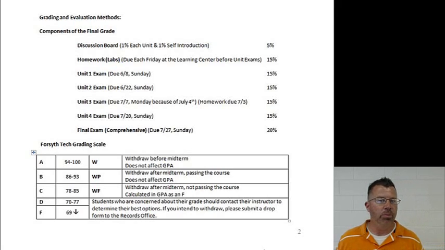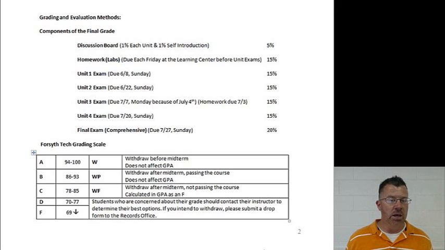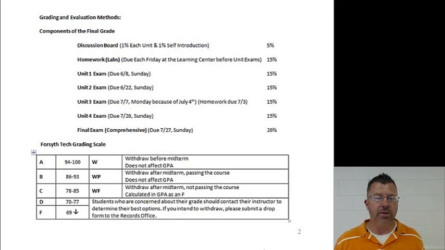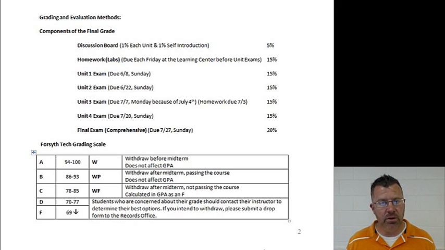I'm giving you a little break there because I figured some of you guys may be on vacation or spending time with family and friends. But your homework for that Unit 3, it's going to be due July 3rd at noon at the Learning Center because campus is going to be closed Friday, July 4th. So you have to turn in your homework that Thursday. Unit 4 is the exam for that. It's going to be due July 20th, Sunday night, 11:59 p.m.